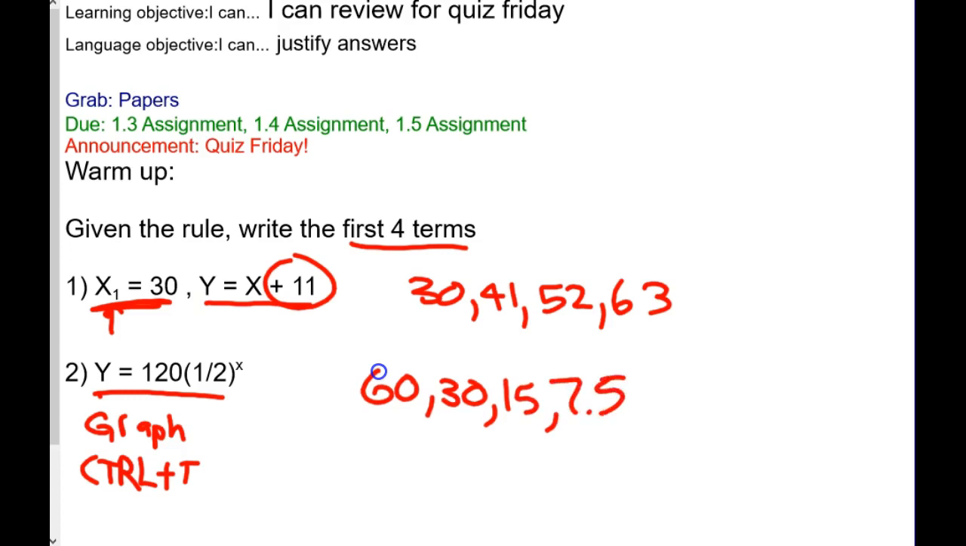Not bad, okay? So if you see a rule with a starting point, start there. If you have an equation, you can always type it into the graphing calculator, graph it, Control T for table, write those first 4 terms. Cool?